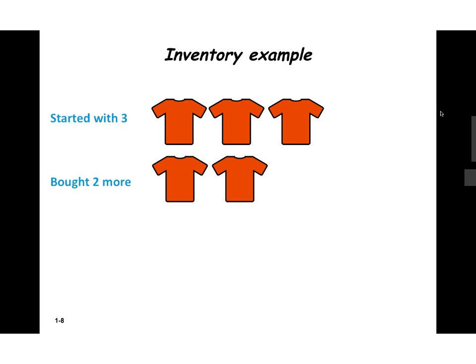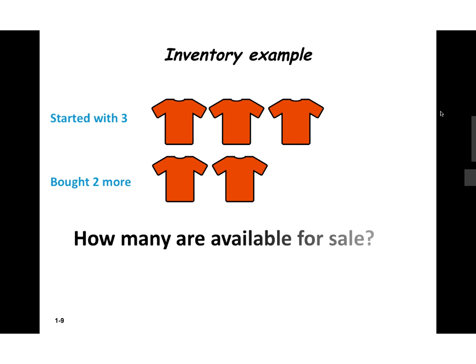So here's our simple example. We start with 3 t-shirts. So that's our beginning inventory in terms of accounting terminology. We start with 3, we buy 2 more. So when I ask you how many are available for sale, well, how many are available for sale is basically 5, right? So that's pretty straightforward.